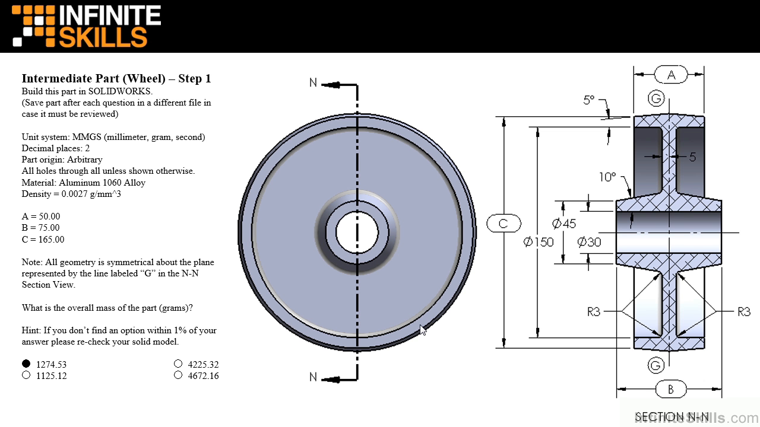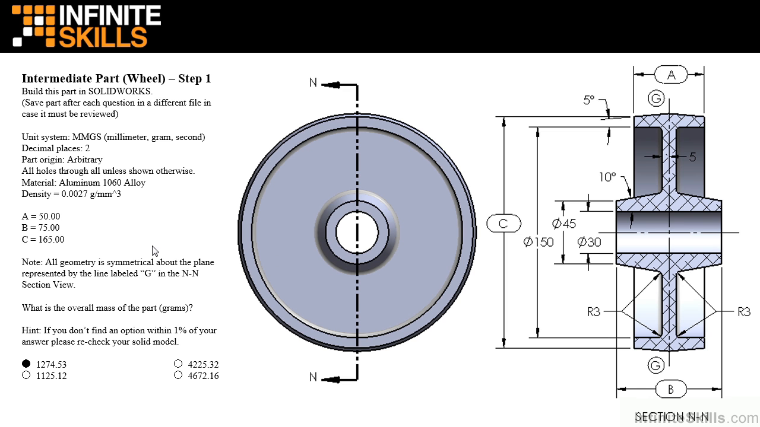On this screen, we have the same directions along with the 2 drawing views. Now the directions tell us that this part is going to be created in millimeters. The part origin is arbitrary, and the material is 1060 alloy. We have 3 dimension values for dimensions A, B, and C, and we can locate those dimensions in the drawing view. Dimension A, Dimension B, and Dimension C.